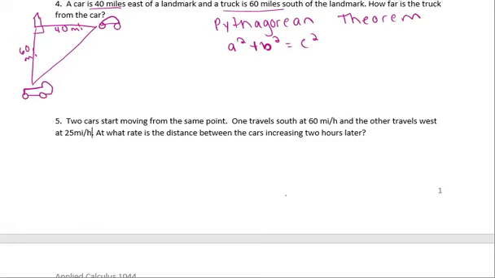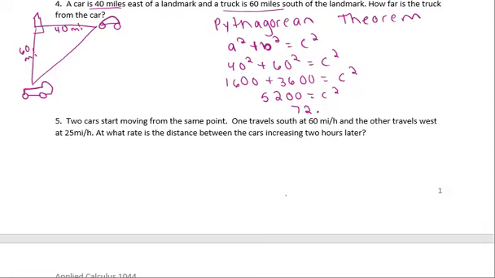Let's fill in what we know. It doesn't matter which one is A and which one is B. So I'll make a 40. So 40 squared plus 60 squared equals C squared. 40 squared, well, 4 squared is 16, and then put on your zeros. 60 squared, 6 squared is 36, and put on your zeros, equals C squared. So we got 5200 equals C squared. And then if you type that into your calculator and you take the square root, it looks like it's going to be 72.11 miles.